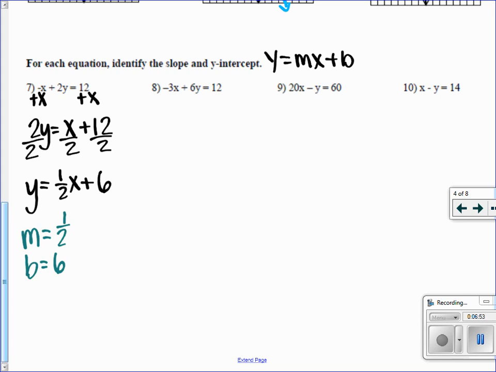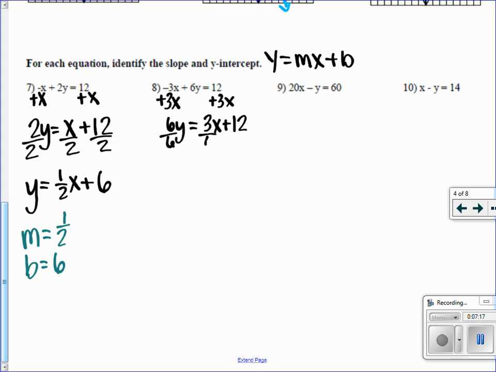So let's look at 8. On 8, what's going to be the first step? Not divide. How do we move that x part, the whole thing? Add 3x. So 6y equals 3x plus 12. And then now what?